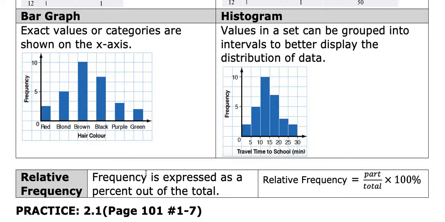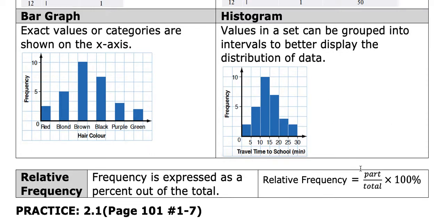Next, a bar graph and a histogram. On the surface, they look very similar, agreed, but there's a key difference. A bar graph has exact values represented at each bar, or categories are shown on the x-axis. So, for this right here, we have categorical data. But with a histogram, values in a set can be grouped into intervals to better display the distribution of data.